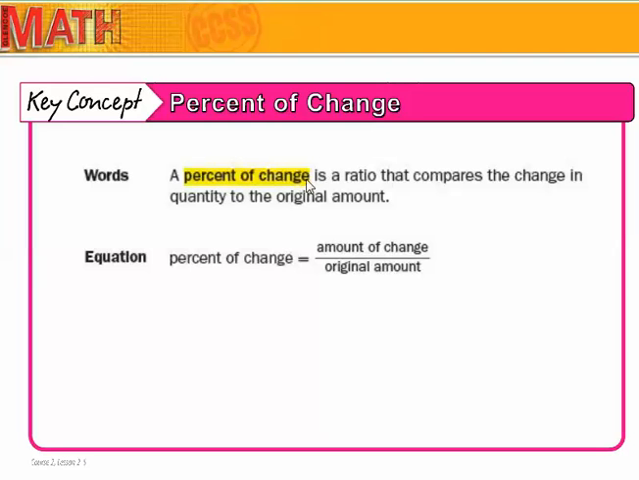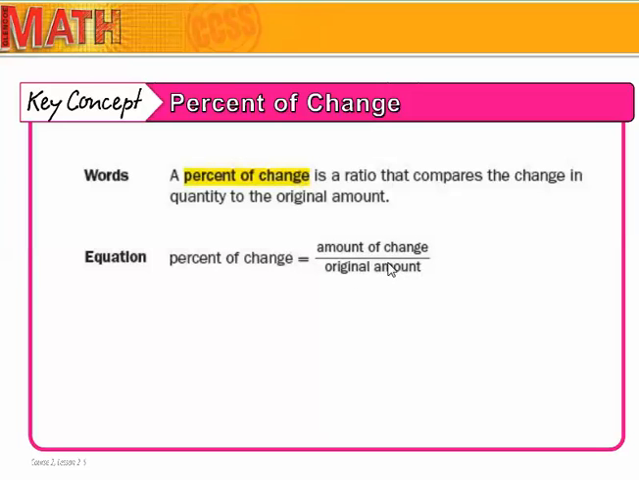A percent of change is a ratio that compares the change in a quantity to the original amount. Now that's a great math definition if you're really good with math, but let's make it simpler. What we're trying to do is find how much a number changed and what percent that change is of the original. So it's going to look like this. The percent of change is equal to the amount we changed compared to the original amount.